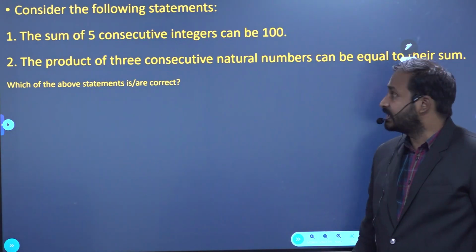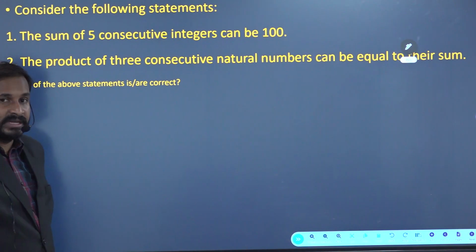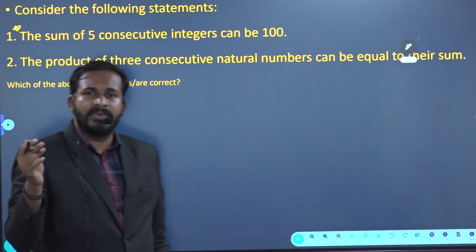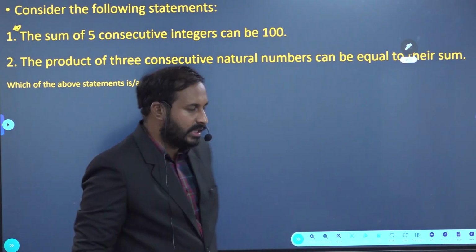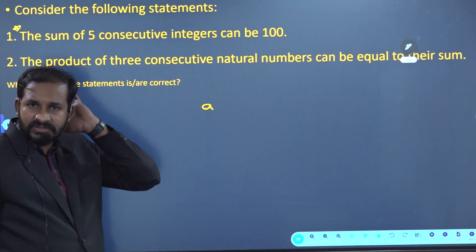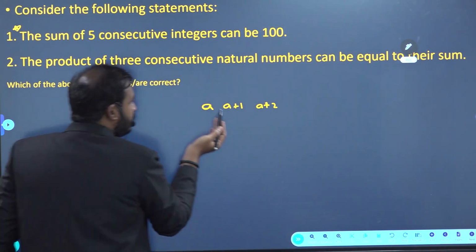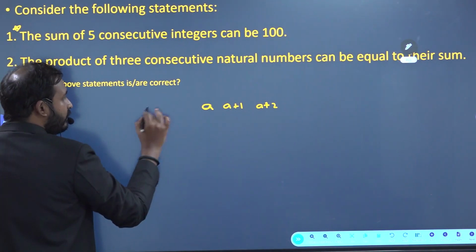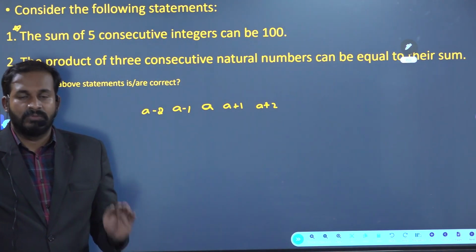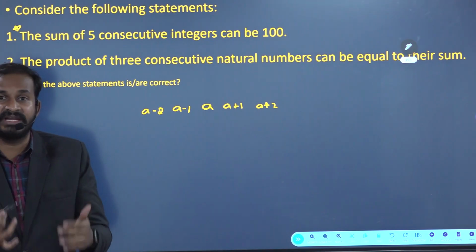Next one. Consider the following statement. The sum of 5 consecutive integers can be 100. Can the sum of 5 consecutive integers be 100? We will see. Now see here, students, whenever you want to write any consecutive integers, whether consecutive even numbers or consecutive odd numbers, you should assume the middle number as A. If it is an odd count, definitely it will have a middle number. Before that number, what can it become? A minus 1 and A minus 2. And after that number, it will become A plus 1, A plus 2. So whenever you want to assume consecutive integers, please try to assume in this manner, then it becomes easy for calculation.